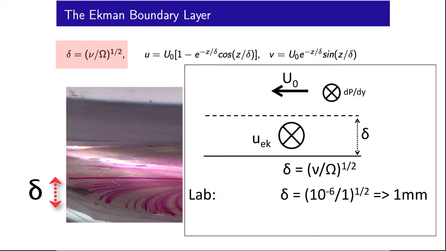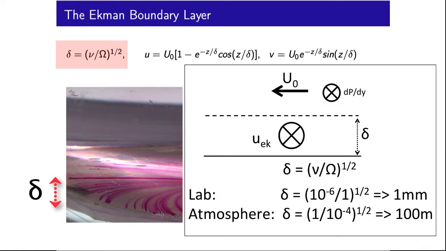For atmospheric flows, however, the viscosity that's important is a bulk eddy viscosity that characterizes the turbulence in the boundary layer. This eddy viscosity is more like 1 meter squared per second, and Earth's rotation is about 10 to the minus 4 radians per second, giving an Ekman layer that is on the order of hundreds of meters thick. So immediately we can see that this viscous process is something to take note of.